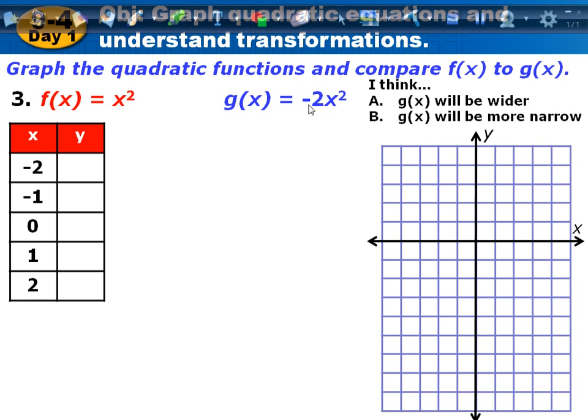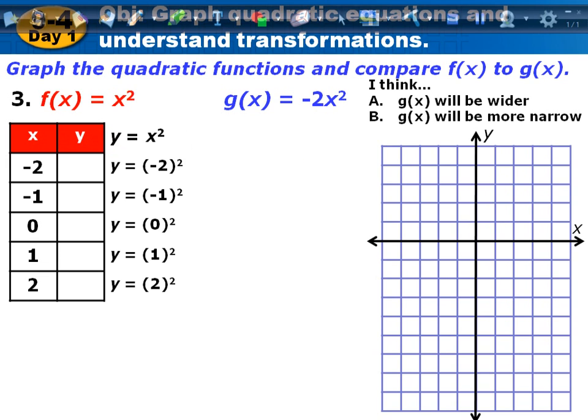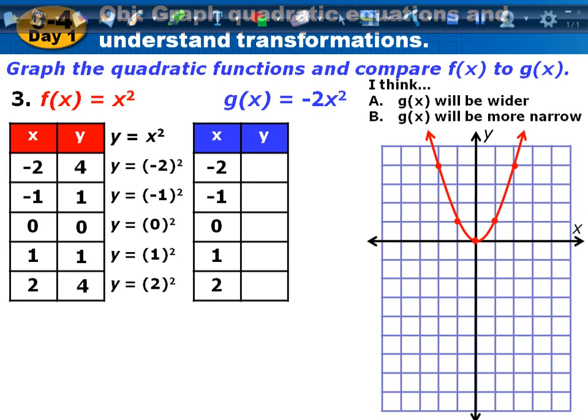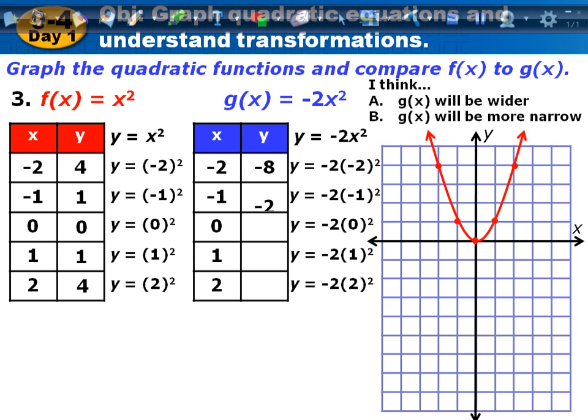And again, I'm going to make tables and actually draw the two parabolas. You do not have to do that part. So you are not drawing the tables. There's my table for f of x equals x squared. And there's my graph for that one. Again, that's just my parent function. Now we're going to look at what happens when we put a negative 2 in front of the x squared. And here's my graph for that one.